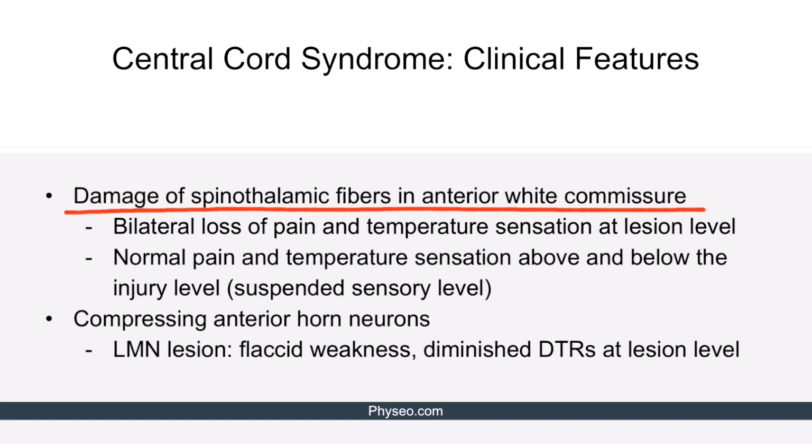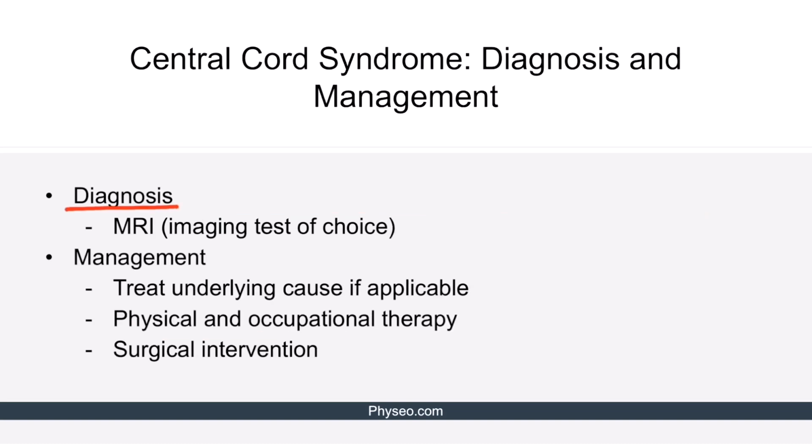on physical exam. When the lesion extends to compress the anterior horn neurons, manifestations of lower motor neuron lesion can be seen. These include flaccid weakness and diminished deep tendon reflexes at lesion level. For the diagnosis of central cord syndrome, clinical examination is essential. However, MRI is the imaging test of choice to identify the cause. It can detect syringomyelia, tumors, and other masses. Regarding the management, we should treat the underlying cause if that is applicable. Physical and occupational therapy can be provided. Also, surgical intervention may be considered.